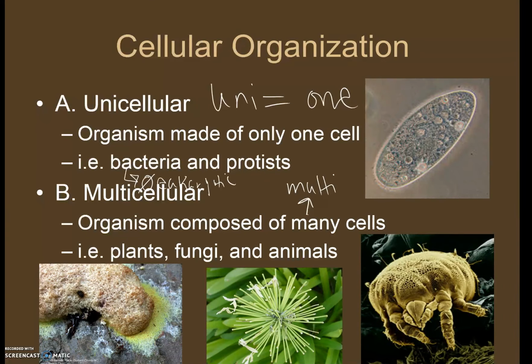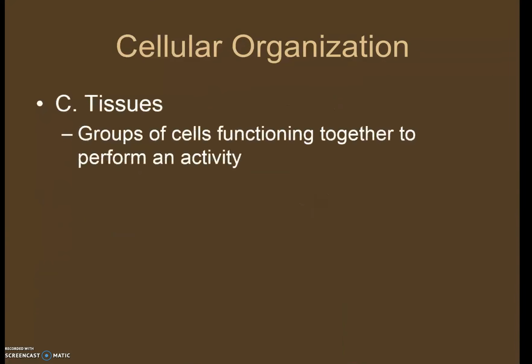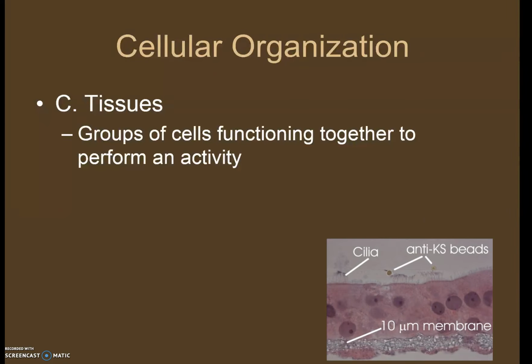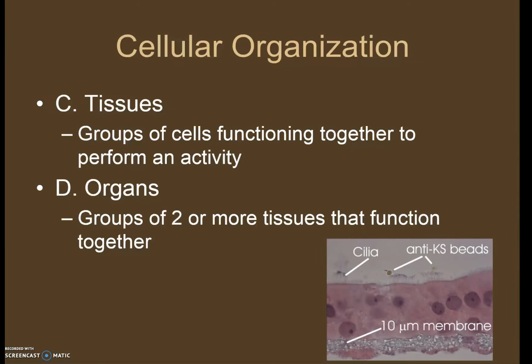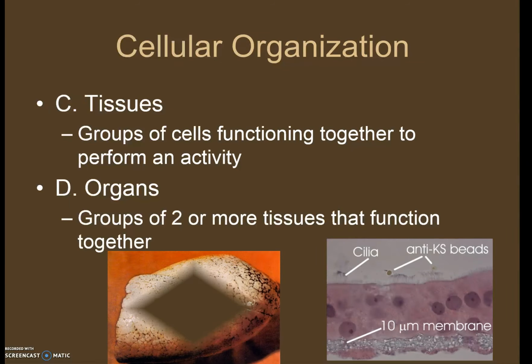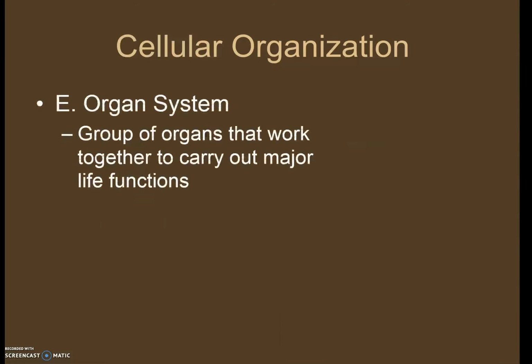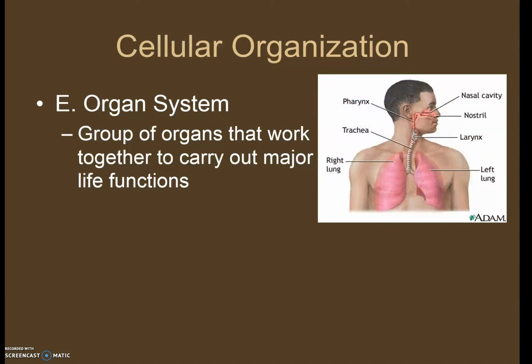A tissue is a group of cells that function together to perform an activity. So cells make up tissues. A group of 2 or more tissues working together makes up an organ. So this would be an example of a lung. And then when you have organs, a group of organs that work together to carry out a major life function like breathing, pumping blood, digesting food, regulating hormones, protecting the body, such as with your skin, that is called an organ system. So this would be an example of your respiratory system.